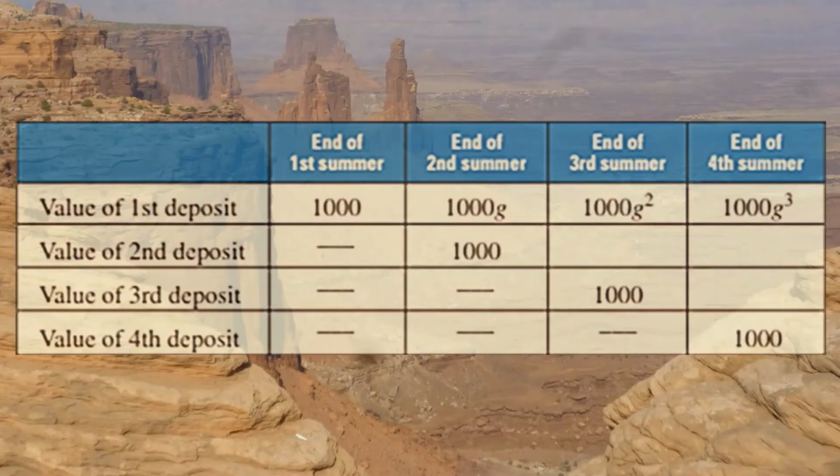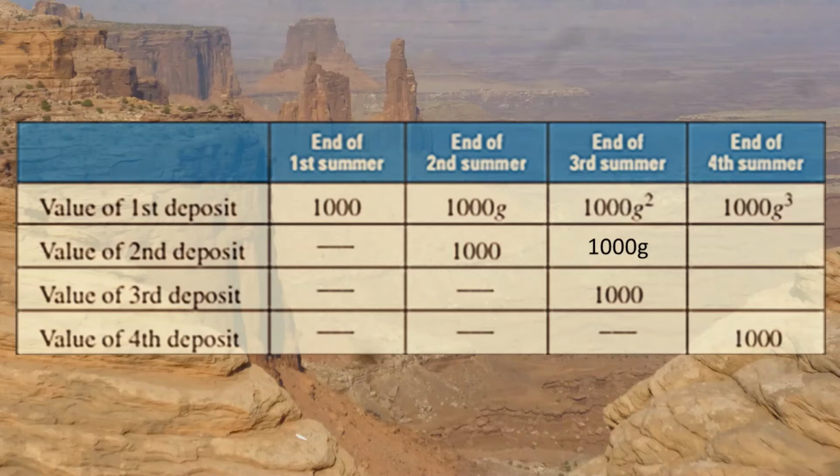So the first part of the problem wants us to fill out the rest of this table, and there's only 3 spots we need to fill out. And as we can see with this first row right here, it seems to be multiplying by g at the end of each summer. So we're just gonna multiply this first part by g, 1000 times g, which is 1000g.